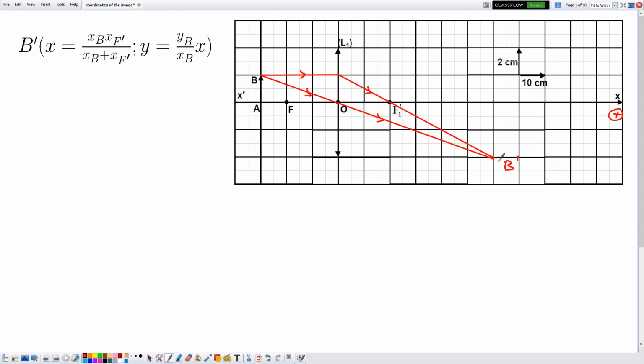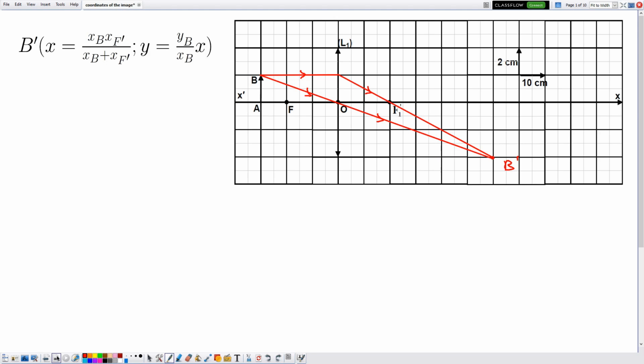So using this method, before drawing the rays of light, we have directly located the image B prime of the point B. Then after we locate the image B prime of the point B, we can trace the rays of light. And we already know that the emergent ray will pass through the point B prime. And in this case, we will guarantee that the tracing of the image will be correct.